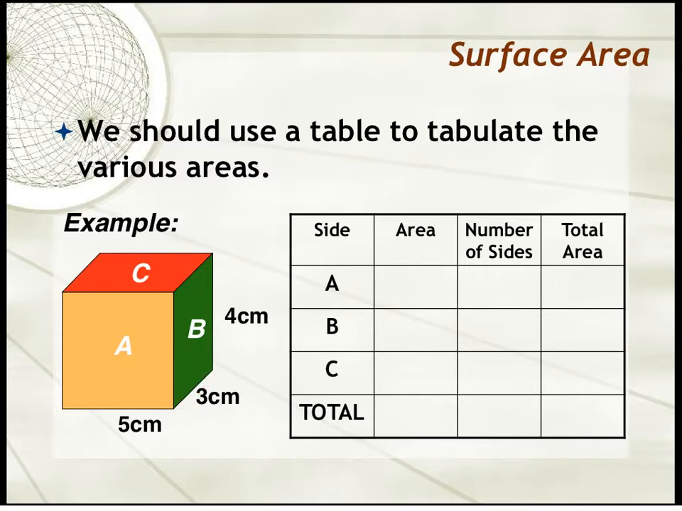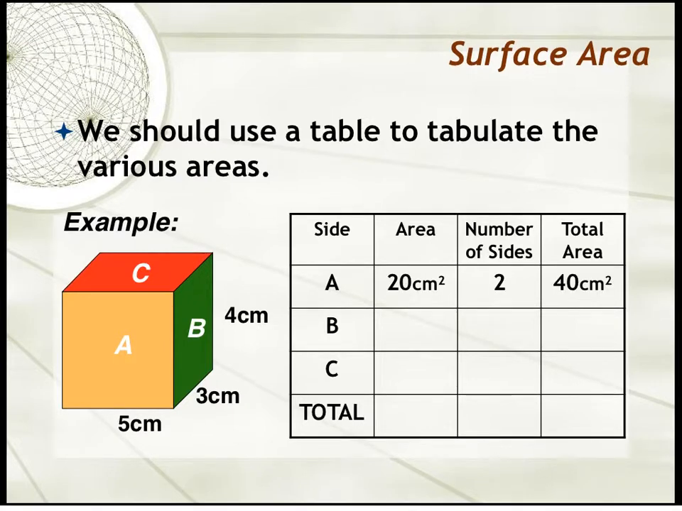So the easy way to do this is to create a table and organize your numbers as you go through it. You can label them if you'd like, or you could label them top, bottom, front, back, left, and right as well. If you notice, we have figured the area of the face of A, which is 5 times our 4, which gives us our 20. Well, there's 2 of these, so it comes out to be a total of 40 centimeters.